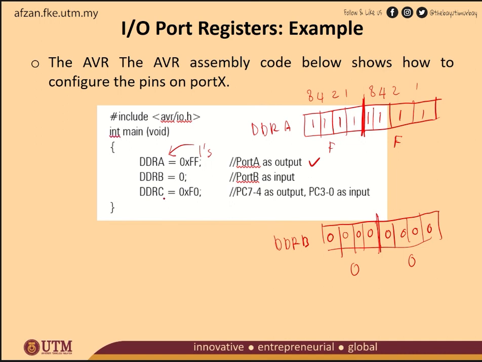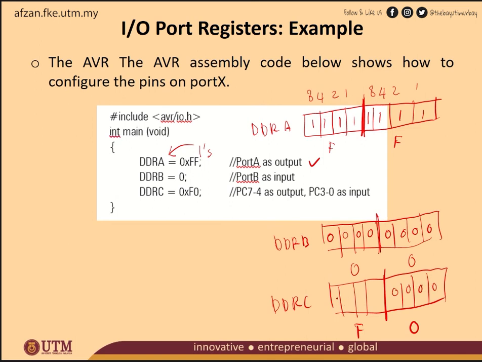And last but not least, DDRC equals 0xF0. So this is F and 0. By using the 8421 method, 0 is 0, 0, 0, 0. What about F? F is 15, which is 1, 1, 1, 1. So now you know that bit 7 until bit 4, you want to make it an output. But bit 3 until bit 0, you want to make it an input.